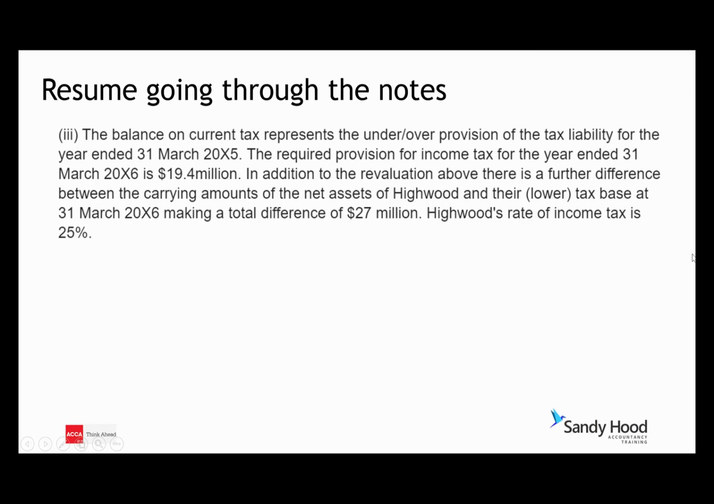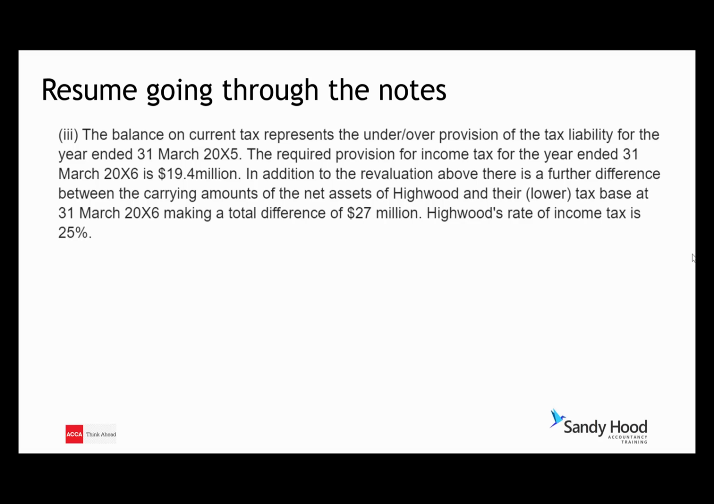Right, now we've got the tax aspects. The balance on the current tax represents an under or over provision. This isn't an unusual expression for the examiner to use. It's just so that he doesn't give away what it is at this stage. And that's the balance at the beginning of the year. The required provision for income tax at the year end is 19.4 million, which is fair enough. That's going to be something which is going to be our balance in our current liabilities, and we're going to have to do some calculations to find out how much is going to go into the profit or loss.